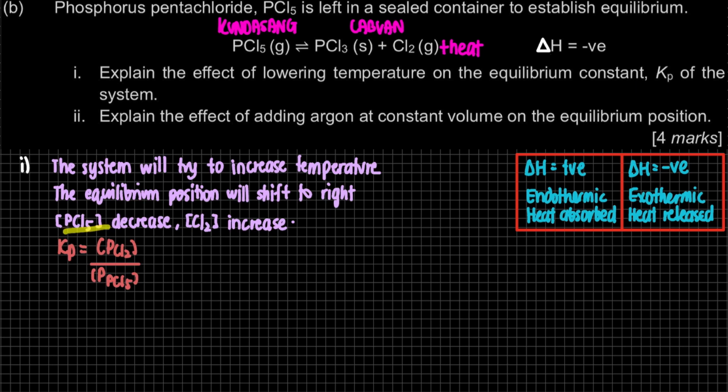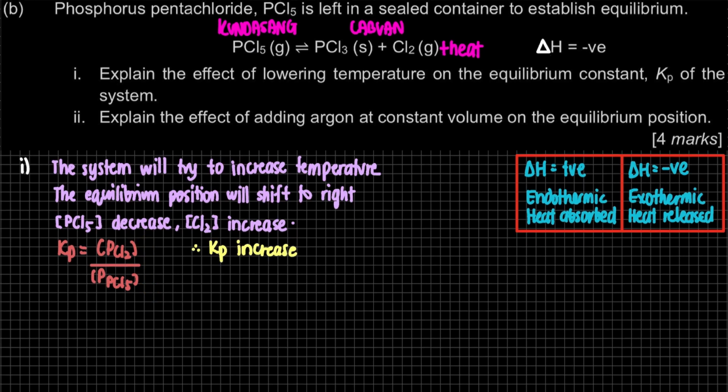So it says here that the concentration of PCl5 decreases while the concentration of Cl2 increases. So what happens is that our Kp will increase. So why does it increase? For example, originally I'm going to assume my pressure of PCl5 is equal to 1 as well. I'm just going to assume this. So originally it is 1.